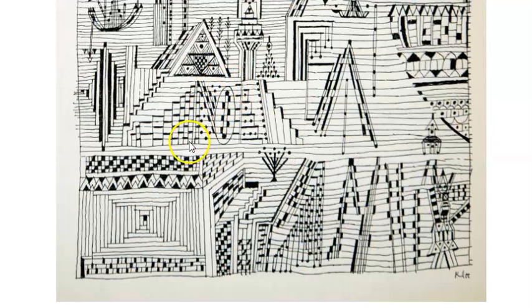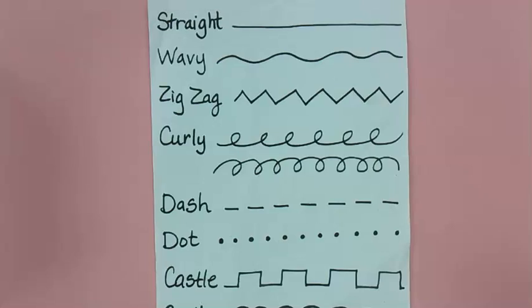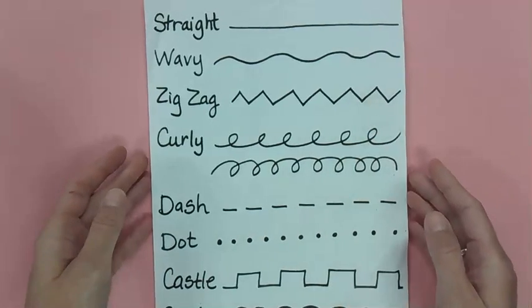Ooh, this piece is just full of lines. A lot of them are straight. So, now that we've looked at Paul Klee's pieces, let's get back to looking at our lines.